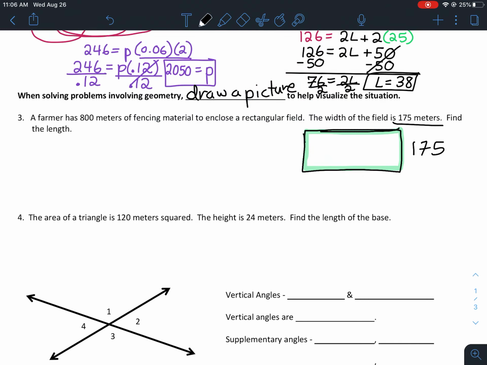So if I know that the perimeter is 800 and the width is 175, I'm going to have to use the formula that I just used above. Perimeter equals 2 times length plus 2 times width. I know that the perimeter is 800, so I'm going to substitute what I know. I know perimeter is 800 here. I don't know my length, so I'm just going to write 2L plus 2 times my width. I do know my width. My width is 175. That was given in the problem.